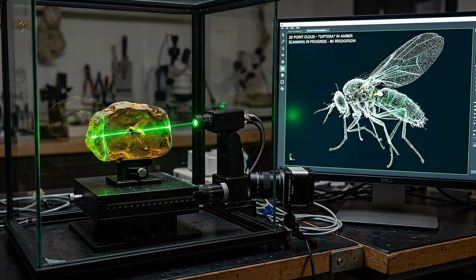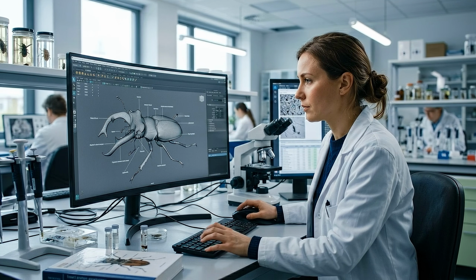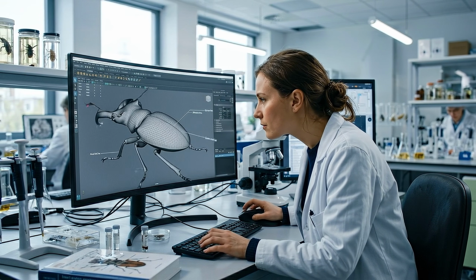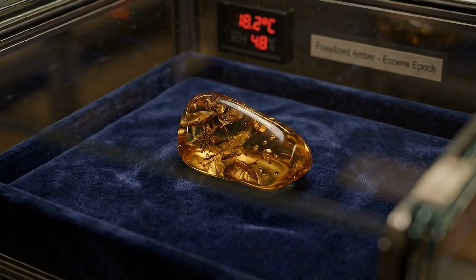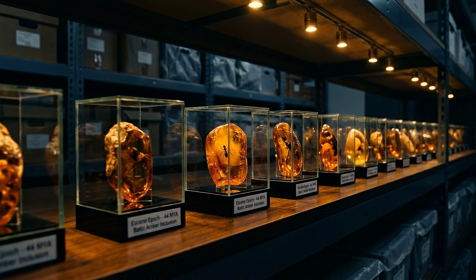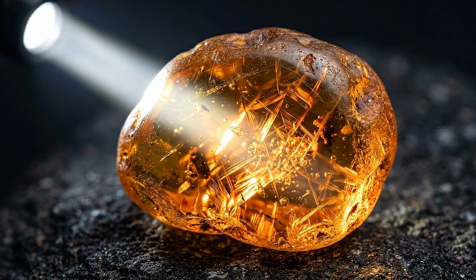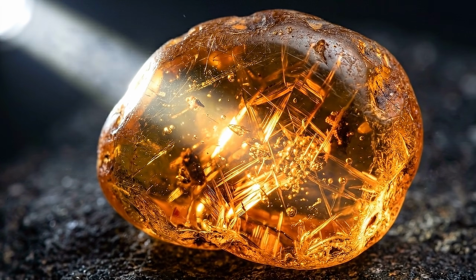Optical scanners generate high-density 3D surface meshes of inclusions. Researchers worldwide access these digital scans to conduct remote studies. Physical specimens remain protected inside climate-controlled vaults. Amber forms an irreplaceable bridge between modern biology and ancient life. Its internal structures contain answers to evolutionary mysteries.